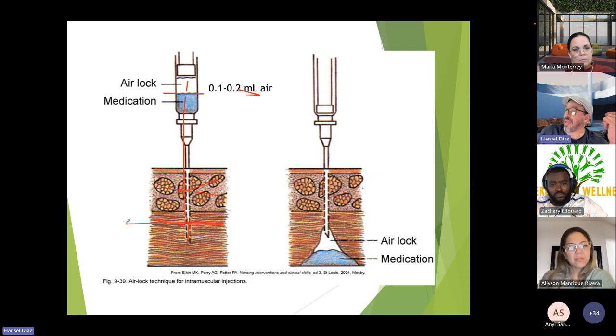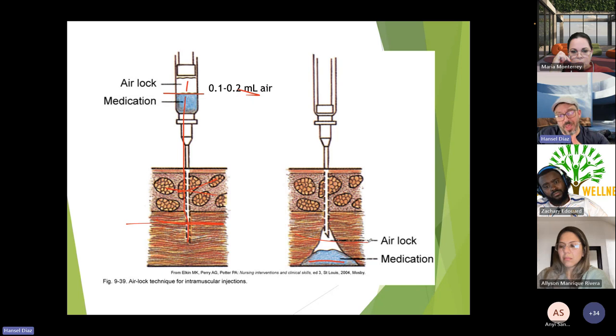And this is the airlock here when it's done. You see it? That's your medication here, and your air there, inside where it's supposed to be. So it works. You draw your med and you draw 0.2 air, and people go like, oh, air in the body. Yeah, air in the body. If it goes into the muscle, nothing's going to happen.